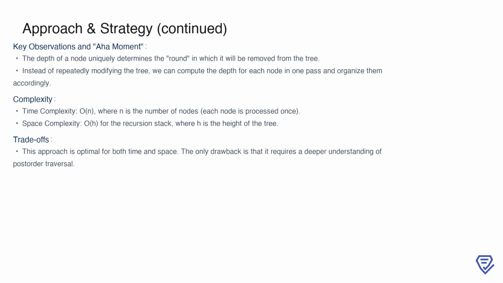Space complexity remains O(h), where h is the height of the tree, due to the recursion stack. This method is not only optimal in terms of performance but also elegant in its simplicity. However, it does require a solid understanding of post-order traversal, which might pose a slight learning curve. Overall, it successfully balances efficiency and clarity.